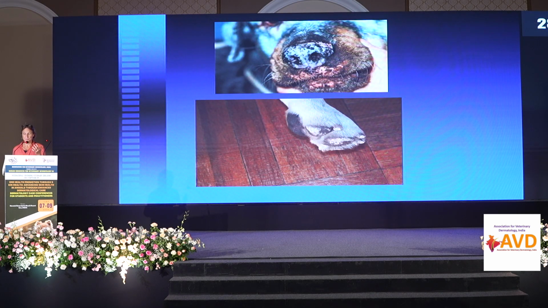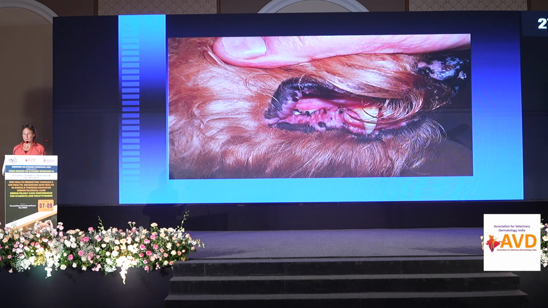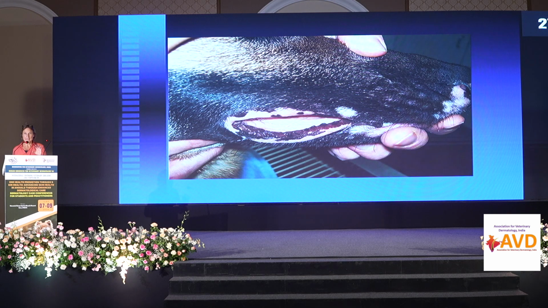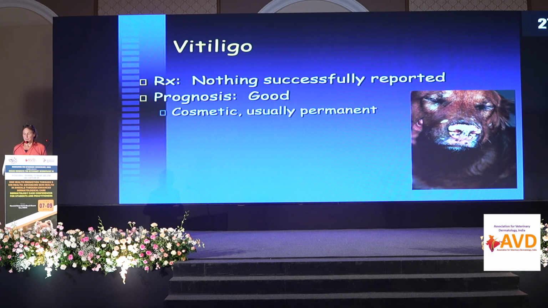They can lose pigment on the nose, lips, foot pads, toenails, and hair, and it's progressive in some individuals, yet a benign disease. This is the classic image, right? Non-inflammatory, non-ulcerated. It's a cosmetic disease, and I have never had any that would revert back to normal. So it's basically a permanent condition.